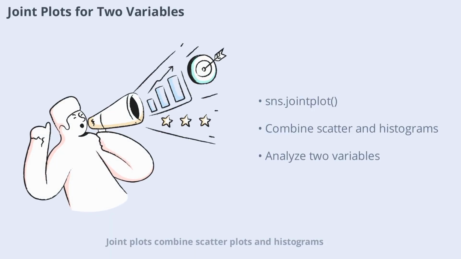Joint plots combine scatter plots and histograms to show the relationship between two variables, along with their individual distributions. In Seaborn, SNS jointplot creates this combined view, making it easy to analyze bivariate relationships. You can choose different kinds of joint plots, such as regression or KDE. Let's use a joint plot to explore the relationship between total bill and tip amount.